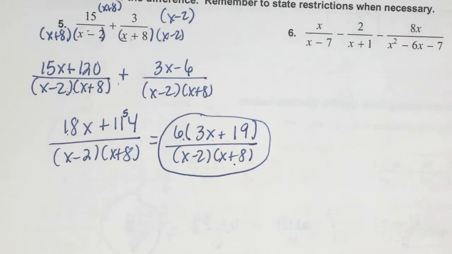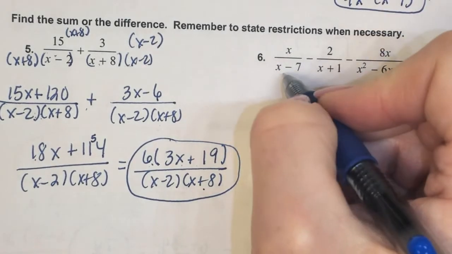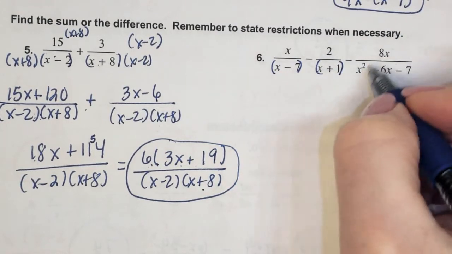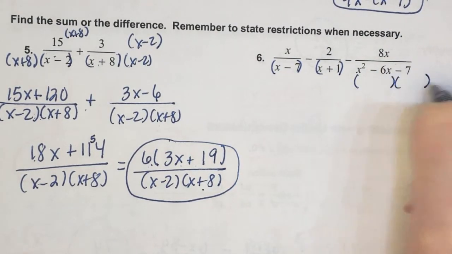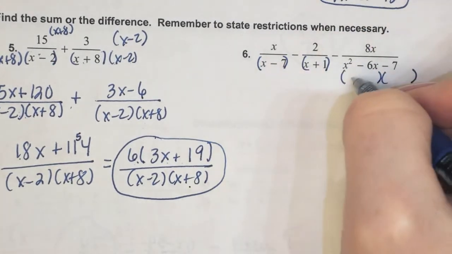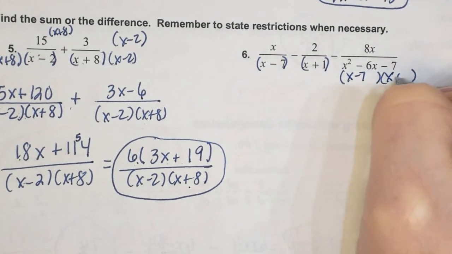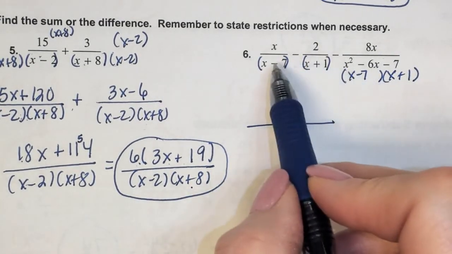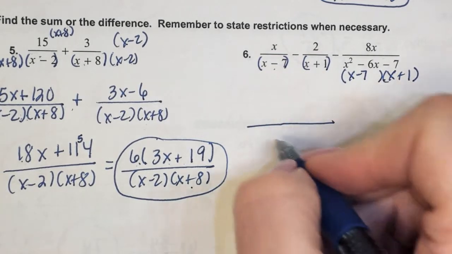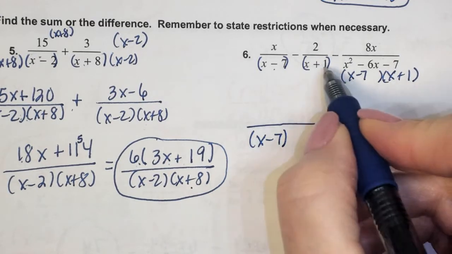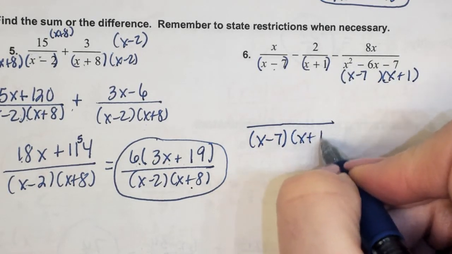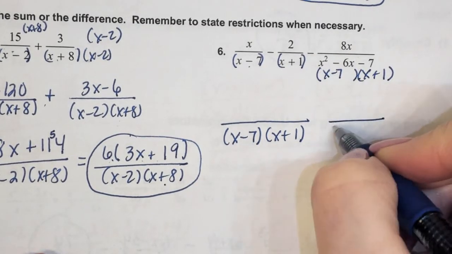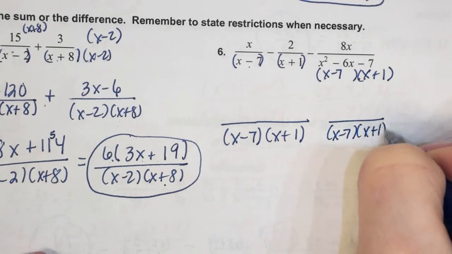Any questions so far? All right, let's look at the next one. First term, just a factor of x minus 7. Second term, a factor of x plus 1. Third term, we have to factor it. How does it factor? Good. x minus 7 and x plus 1. So for our common denominator, I have to say, well, what is it that this has in common with this? x minus 7. And then what do these have in common? x plus 1. I only need to use each one of those once. And that's going to be the common denominator, the least common denominator.